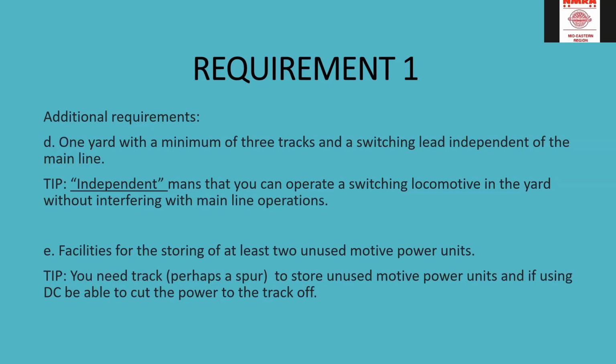There's a requirement for facilities for the storing of at least 2 unused motive power units. The tip here is you need a track, perhaps a spur, to store unused motive power units, and if using DC, be able to cut the power to the track off. You can do the same thing with DCC also. Thus, if you have a siding or a spur or a yard that you can put the unused motor units into, like at an engine shop as an example, you can park the engines, be able to shut the power off to them so it's not demanding power when we're not using them, and not affect any operations on the main.